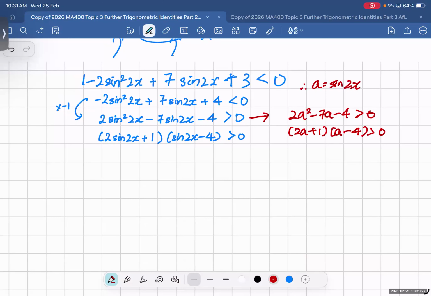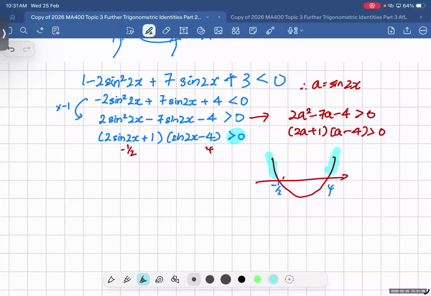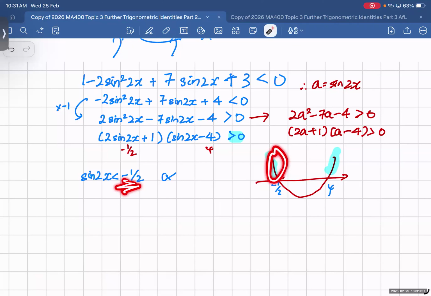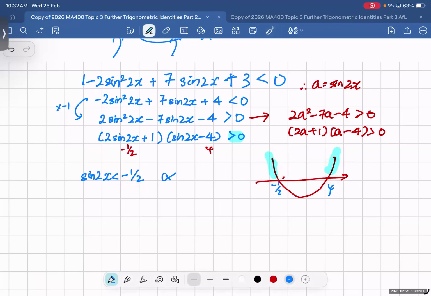So what does JC3 math tell us? It tells us that when we have a quadratic inequality, maybe we draw a curve, right? I know that it's minus half and 4. So we are looking at the positive part. This is positive. So this gives us sine 2x less than minus half. So general law, when I say minus half, it's because I saw this. More than 4 is because sine 2x is more than 4.